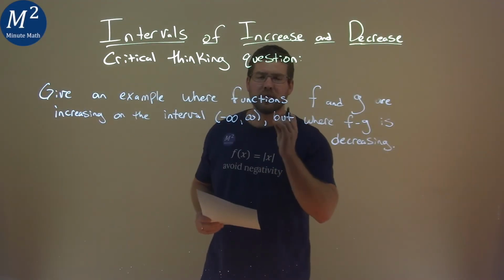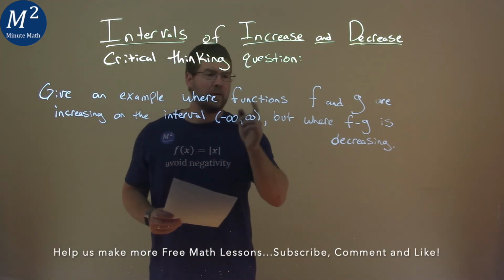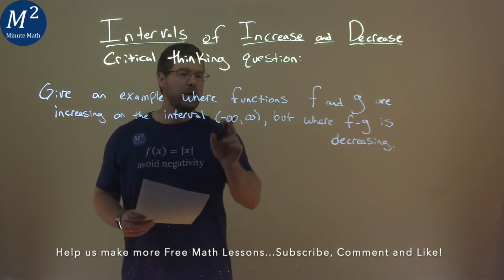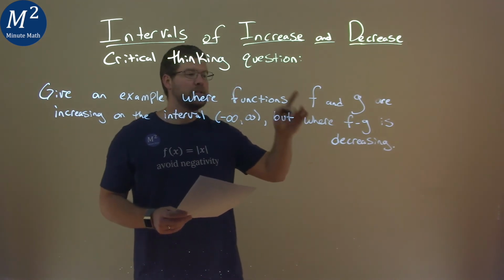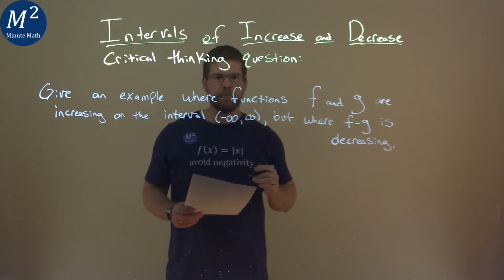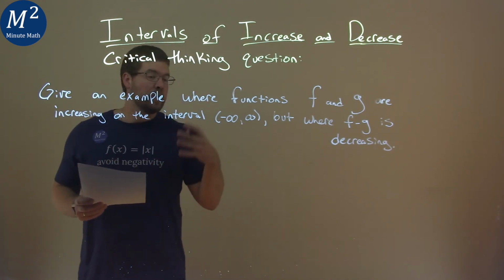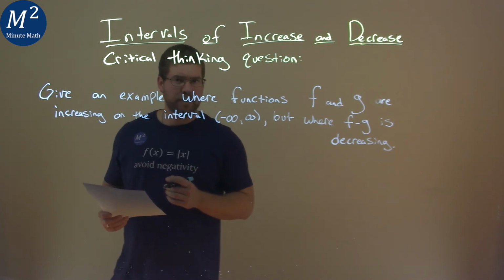We're given this critical thinking question. Give an example where functions f and g are increasing on the interval from negative infinity to positive infinity, but where f minus g is decreasing. Okay, let's first start with two functions that are increasing on our interval. And again, there's going to be many answers here. I'm just going to show you a simple one.